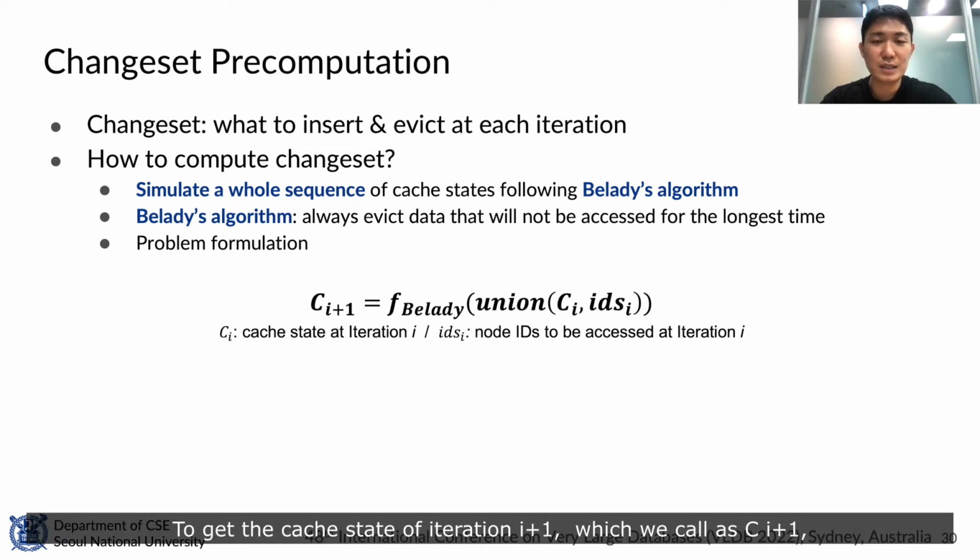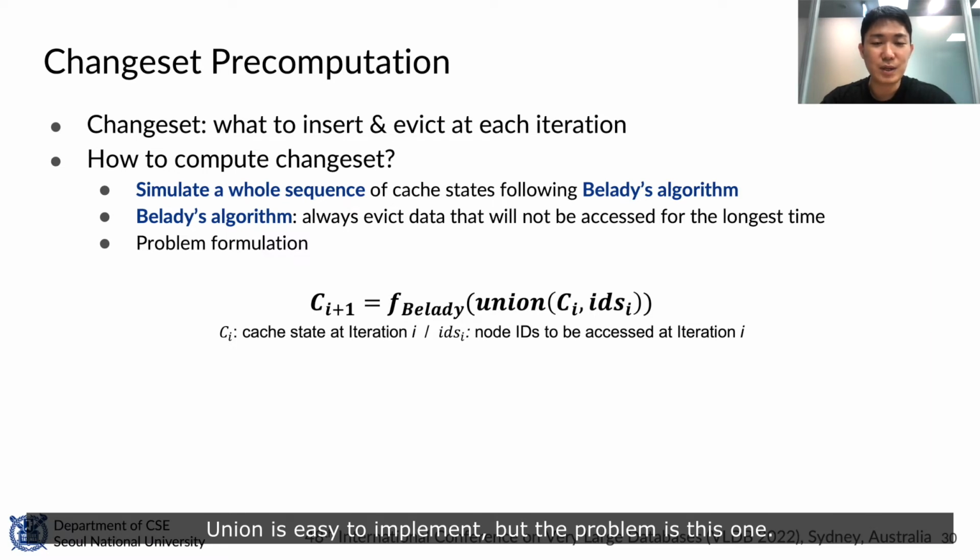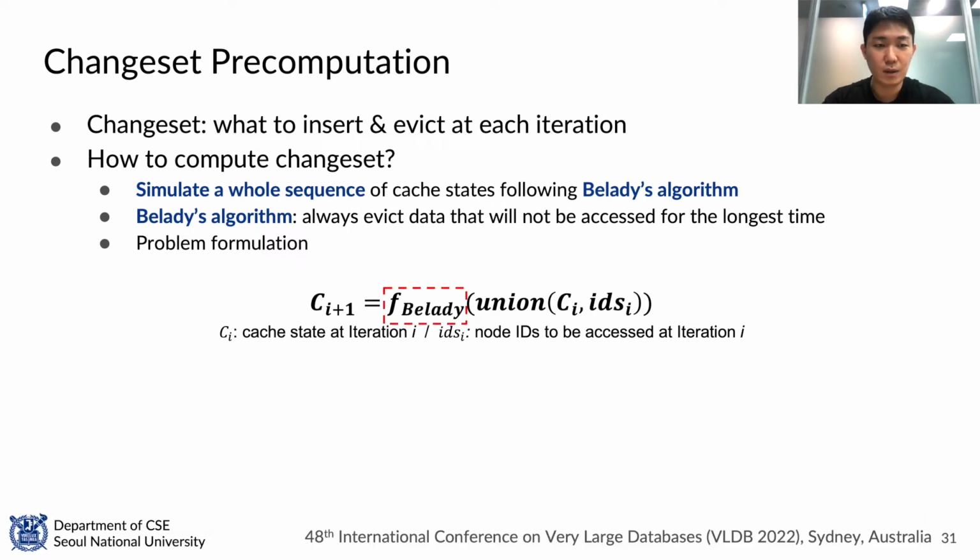To get the cache state of iteration i+1, which we call c_{i+1}, from the cache state of iteration i, or c_i, we first union c_i and ID_i. ID_i is the node IDs to be accessed at iteration i. Then, we should pick out the ones with the smallest reuse distance among them. And we call this function f_Belady. Union is easy to implement, but the problem is this one.